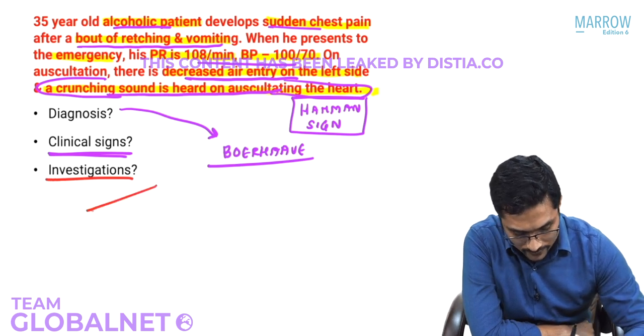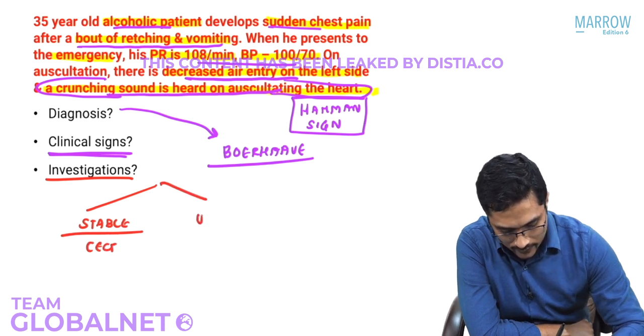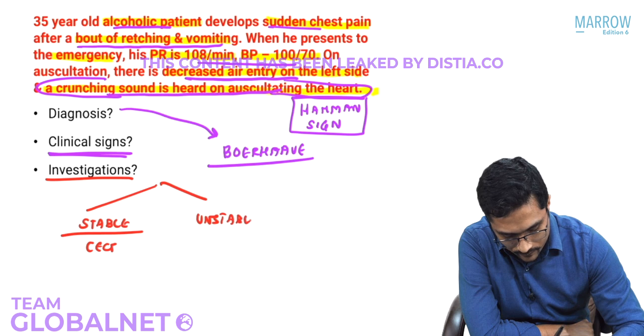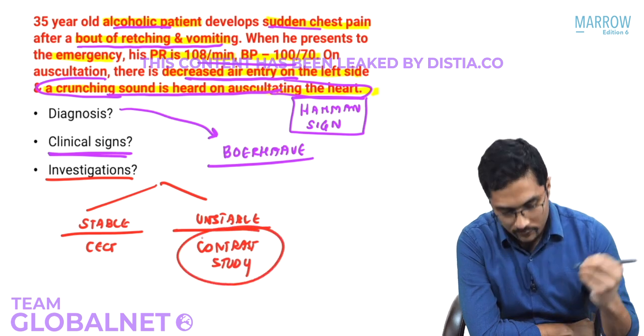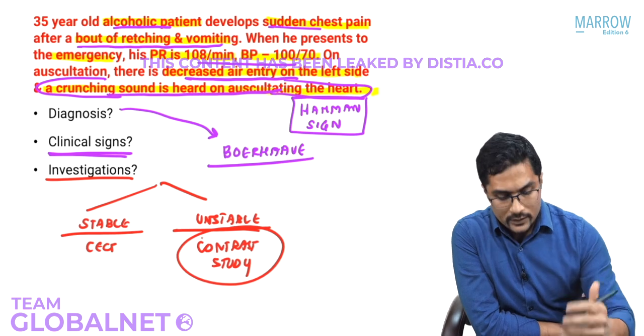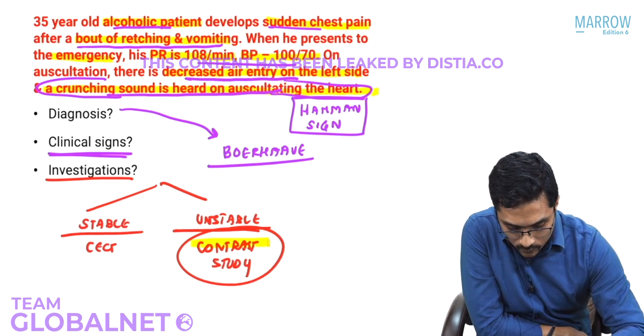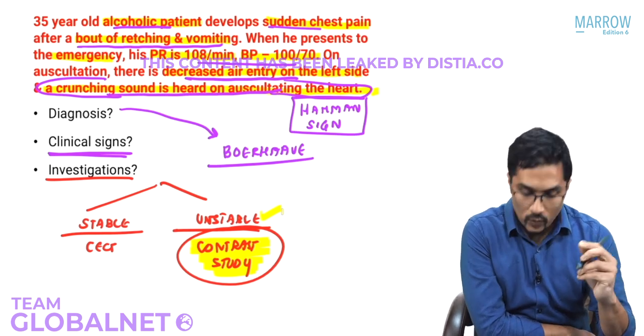Investigations. Now, if it's a stable patient, I would like to do a CECT. If there are unstable vitals, then I would like to do a contrast study. And if nothing is mentioned, like in one of the exams, then you would mark contrast study as the investigation of choice in this patient.